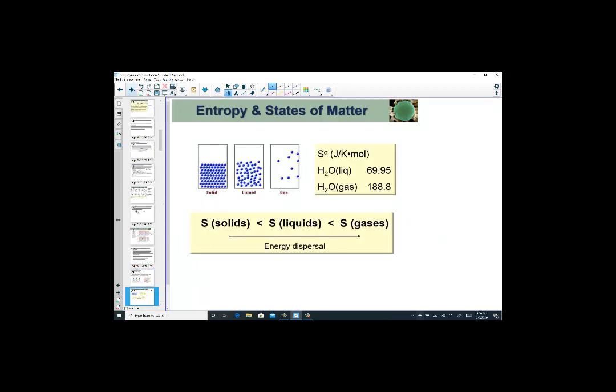So solids, liquids, and gases. If you think about entropy as being a measure of energy dispersal, gases are the most disorganized state of matter and therefore present the highest form of entropy. Comparing the entropy value of liquid water in joules per Kelvin mole, approximately 70, and water gas, which is steam, about 189, significantly higher entropy as it moves into the gaseous phase.